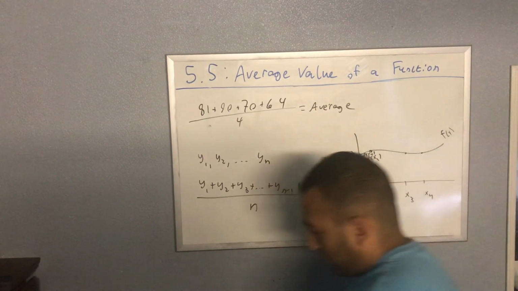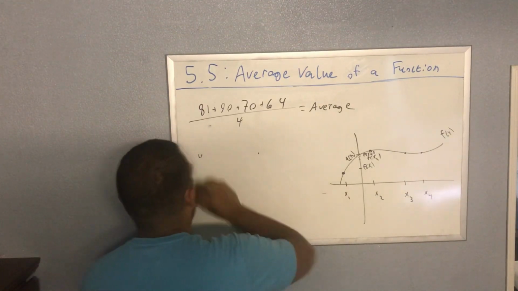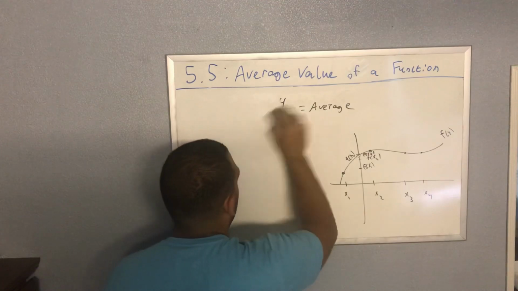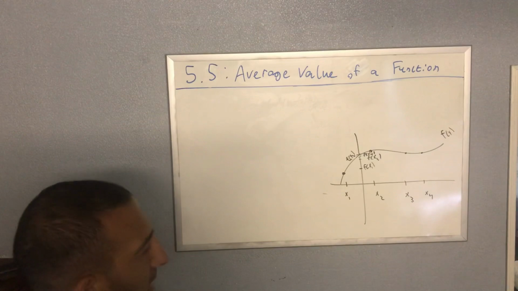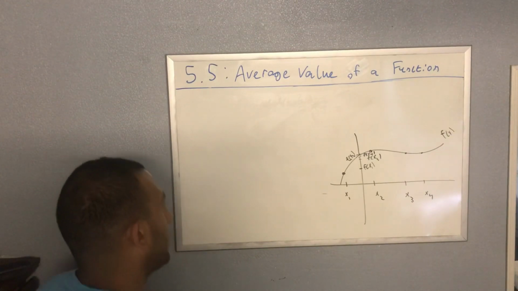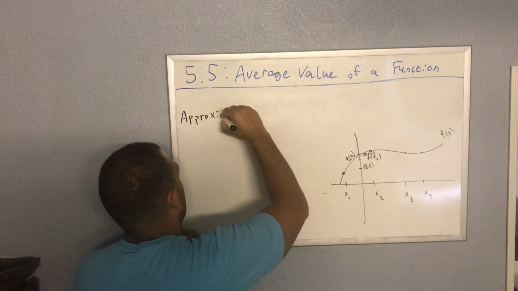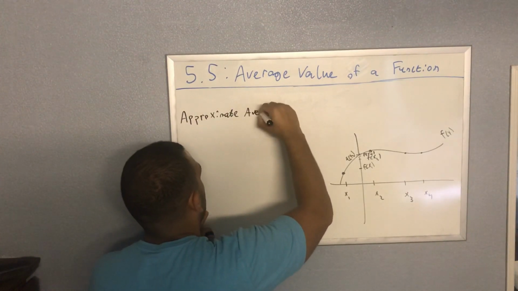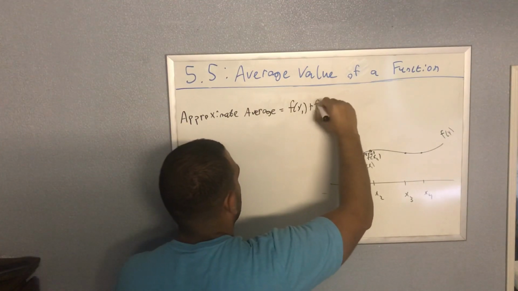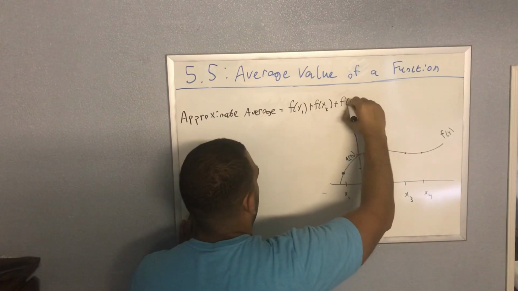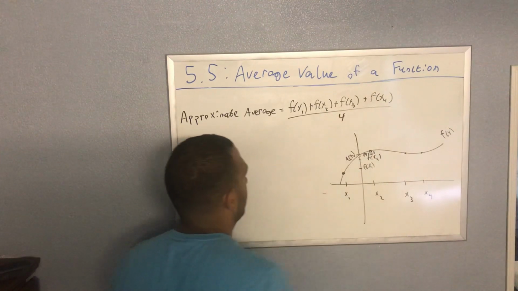And so we can kind of say, okay, if we think that these 4 points are representative of the average value, which may or may not be true, then an approximate average would be just you add up these guys, the outputs, and you divide by 4. Okay.